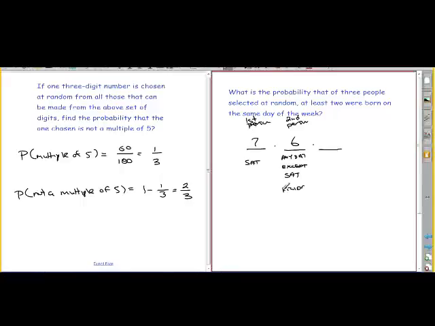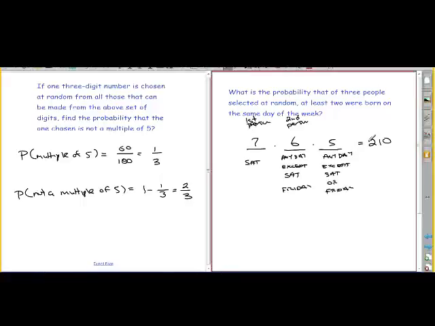Let's say the second person has a birthday on Friday. So the third person chosen would be any day except Saturday or Friday. So then there are only 5 days left of the week that this third person can have as a birthday. So you multiply those together and you get 210.